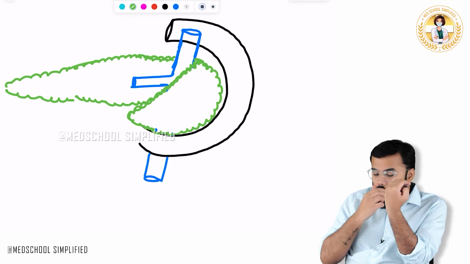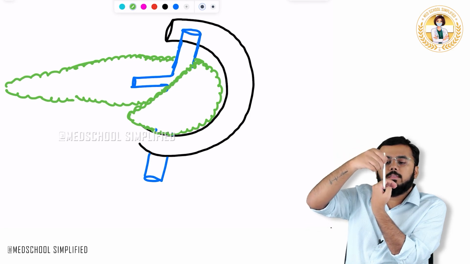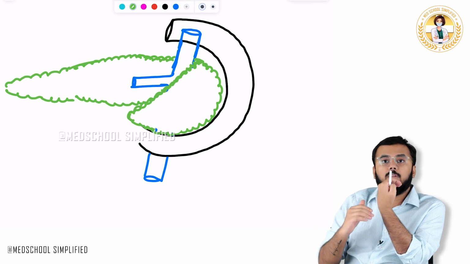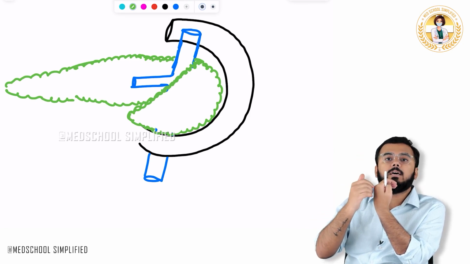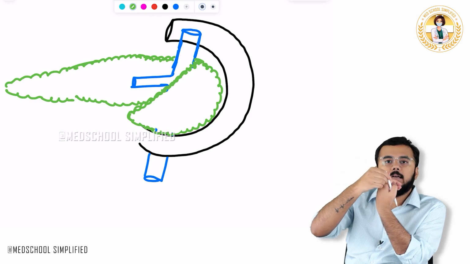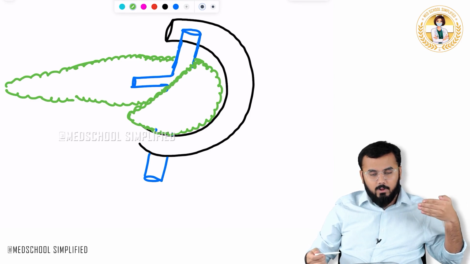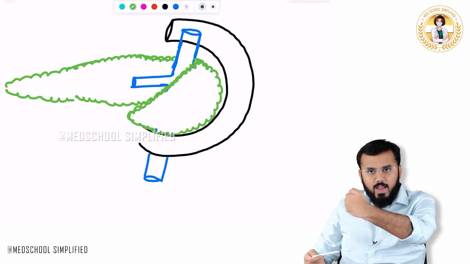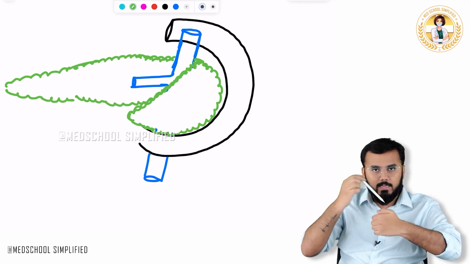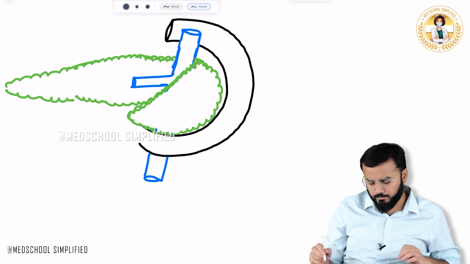Right? Now, where is this portal vein exactly located? This portal vein is exactly located in this way like this. Is the portal vein located inside the uncinate process or outside the uncinate process? It is located inside the uncinate process. You can see very clearly that the tail of the pancreas is coming like this and the head of the pancreas is wrapping the portal vein inside. So I hope this picture is clear to you.